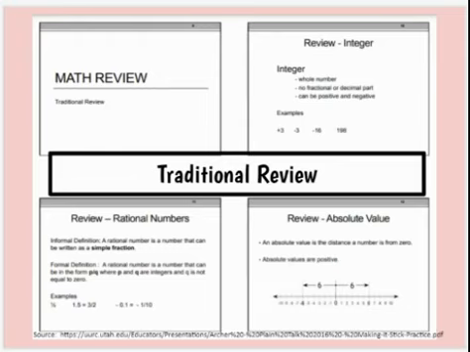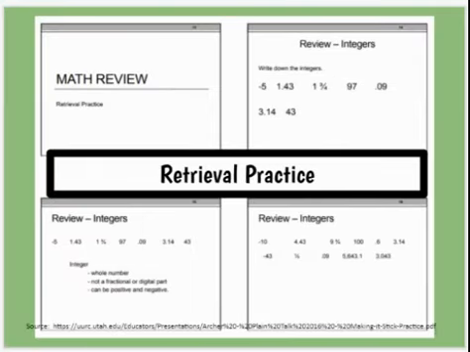A traditional math review is effortless. We want it to be effortful. So when we think about how we can change this traditional math unit review to incorporate retrieval practice, a retrieval practice would be same content, different delivery. I ask you, write down the integers from a list, and then you have to critically analyze the information and then jot it down, and I monitor you.